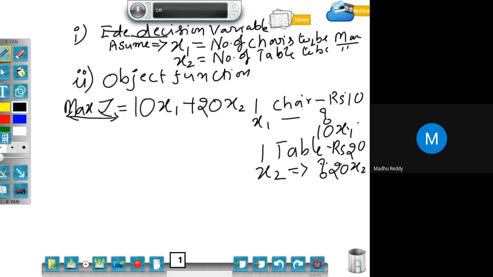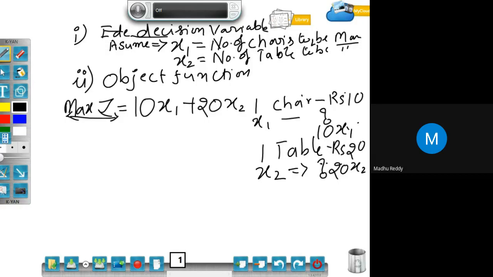This equation will tell you that this is the total profit of a company. The company is going to get a profit, even though we don't know x1 and x2. At present we didn't give you the solution.